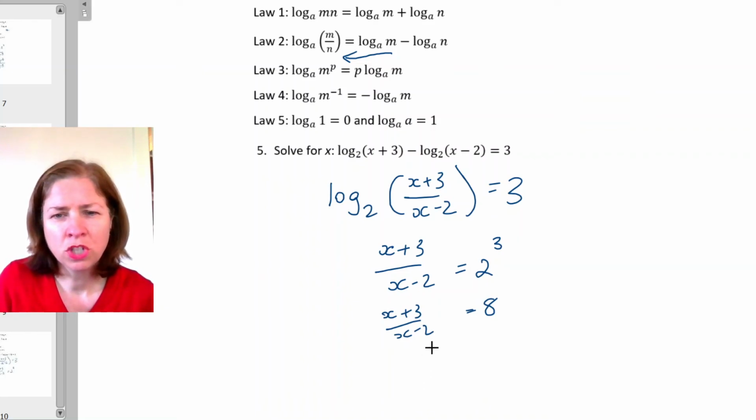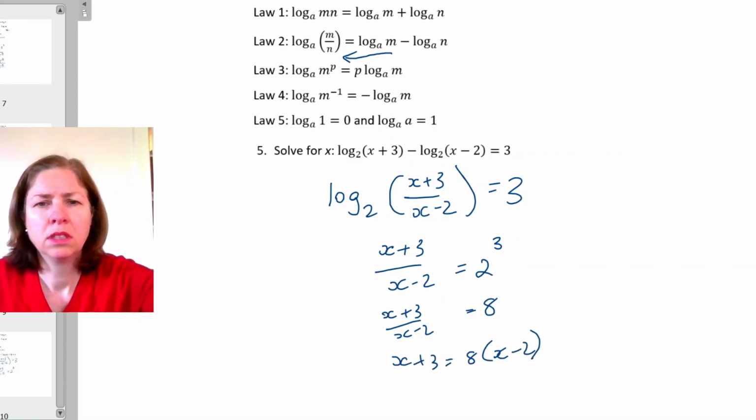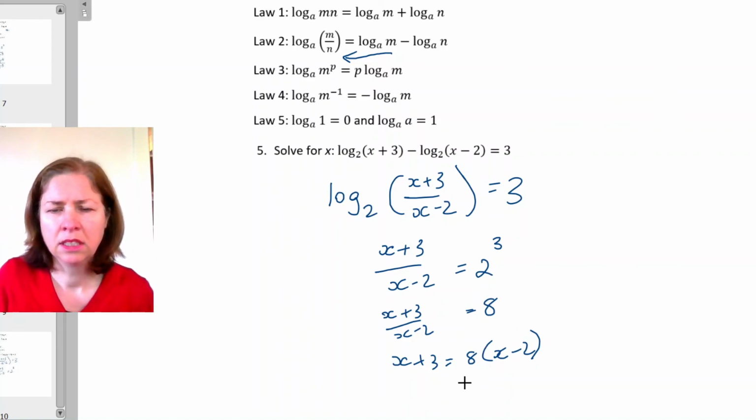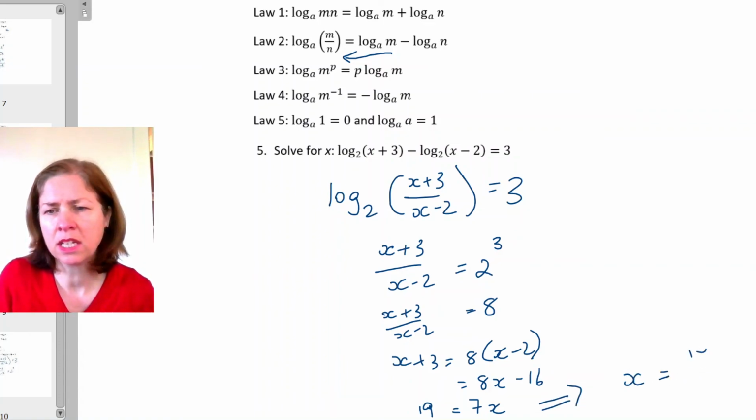Now you should know what to do. I'm going to multiply across by this denominator. x plus 3 equals 8 times x minus 2. Nearly done, which gives me 8x minus 16. So I'll just bring the minus 16 over to the left to be 19 equals 8x minus x equals 7x. I'm running out of space. x is 19 over 7.